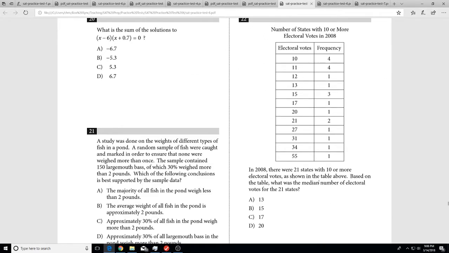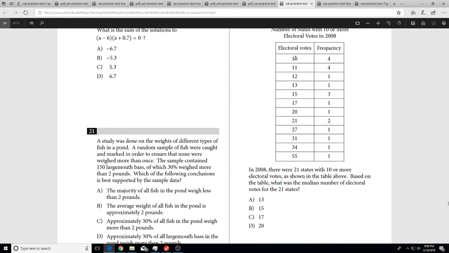Okay, I have seen this a lot too. So we have a table here. In 2008, there were 21 states with 10 or more electoral votes as shown in the table above. Based on the table, what was the median number of electoral votes for the 21 states? Now, I have very bright kids who know what median is, and they just find the middle here. They say, okay, we have 1, 2, 3, 4, and then they would count and find the middle. What they don't realize is that this is a frequency table, meaning that this is the number of tens we have.